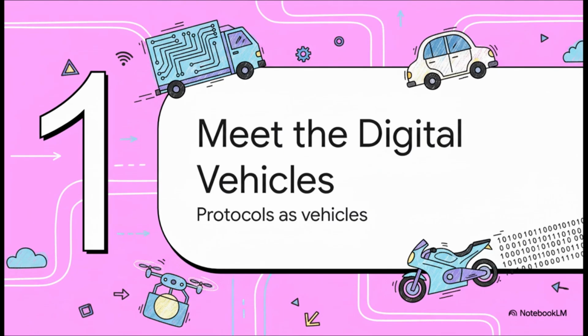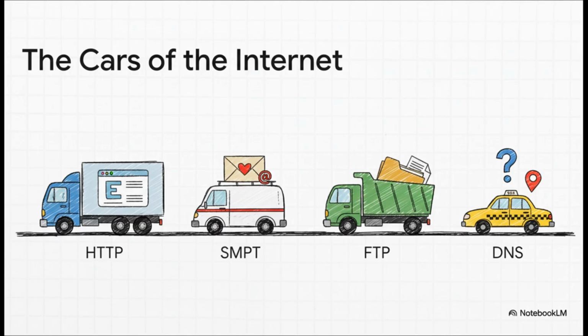Okay, so if the roads are just there to provide the delivery route, let's talk about the vehicles themselves, because this is where the internet really gets all of its special powers. Let's meet some of these digital vehicles. And check this out. The analogy maps out perfectly. When you're browsing a website, you're using HTTP. Think of that as a big old truck delivering a web page right to your browser. Sending an email, that's your digital mail van, SMTP. Need to move a huge file? Well, that's FTP, a dedicated cargo truck for heavy lifting. And DNS, that's kind of like the taxi driver who knows every address in the city and can give you directions to get anywhere you need to go.